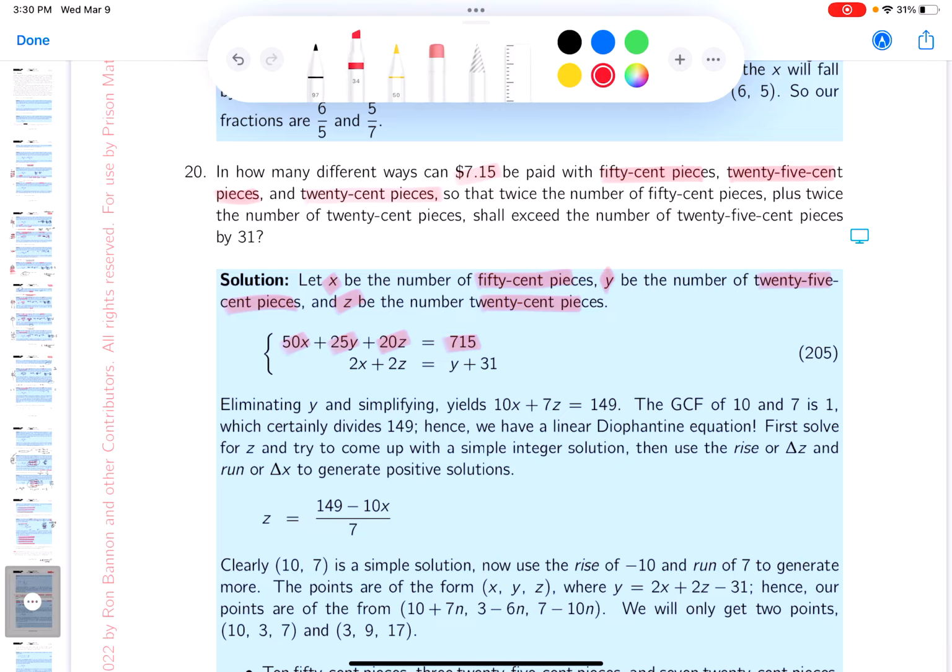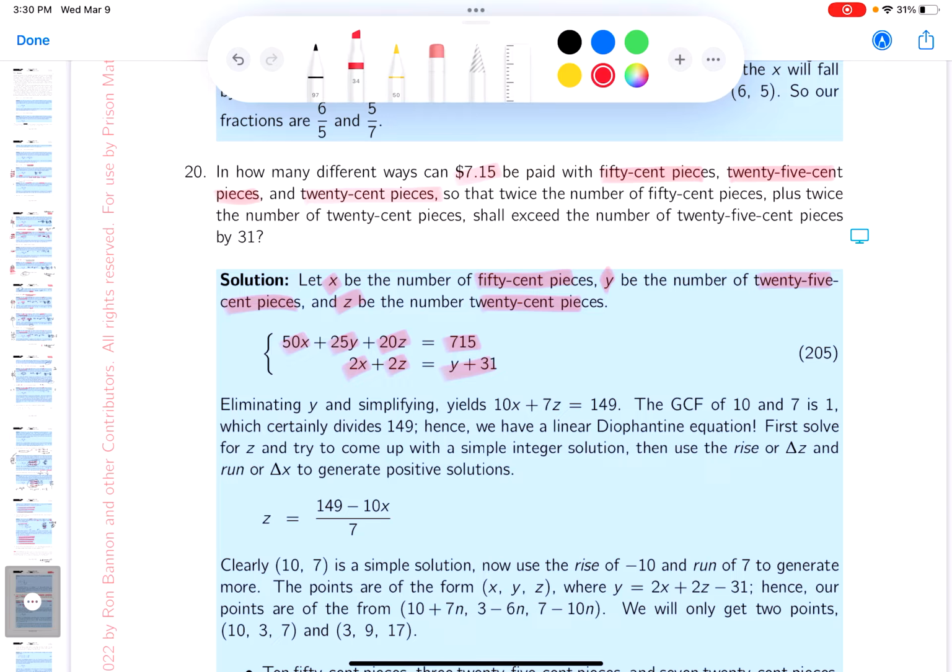And then it goes on to say something else, by the way. It says over here, so that twice the number of 50-cent pieces plus twice the number of 20-cent pieces, we'll have to keep reading that, shall exceed the number of 25-cent pieces by 31. So that's written over there. So I realize people looking at it and saying, what do you want me to do with that? Well, I would eliminate something from that problem. And whether you eliminate X, well, you could eliminate X, Y, or Z, right? What would be the easiest one to eliminate? Let's take a look at that.